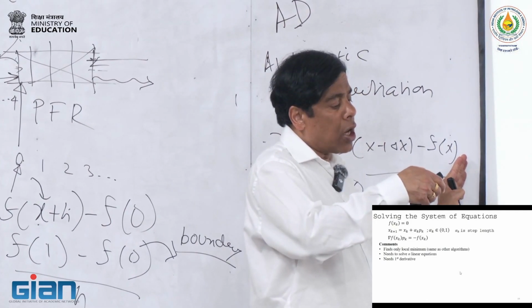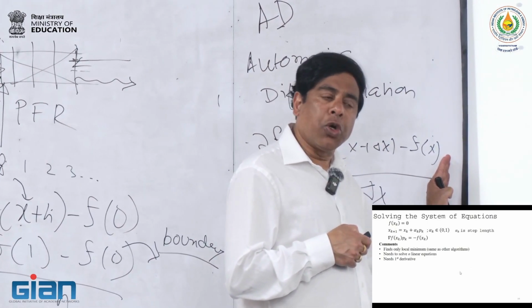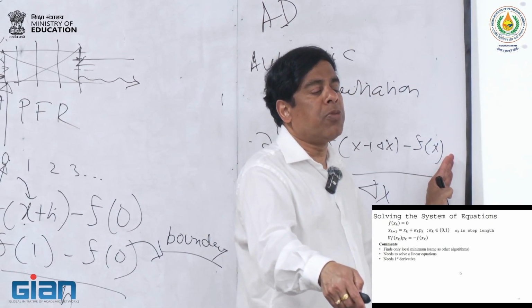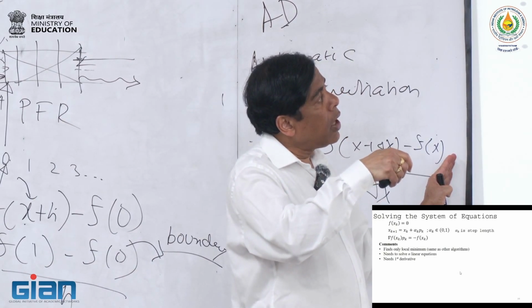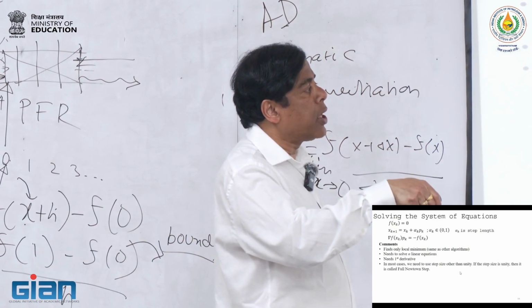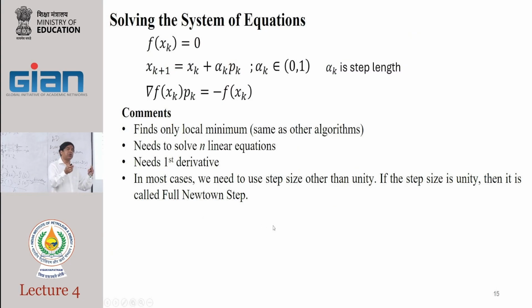These approaches are very good, but this derivative is a local approximation. Because these derivatives are not accurate, you cannot make a determination of how far you will go. That is why this alpha k is less than 1 in most cases. If we can make alpha k equal to 1, this is known as the full Newton step. If you can do a full Newton step, wonderful. In only a couple of steps you will get the solution. But in most cases it will keep cutting the step, cutting the step, cutting the step, and that's the problem.